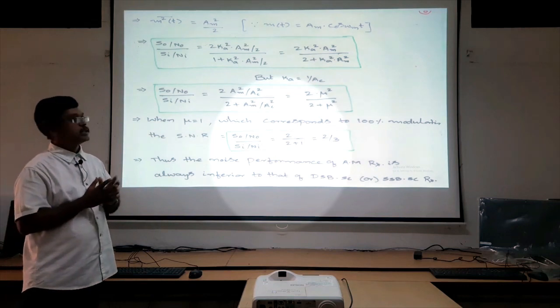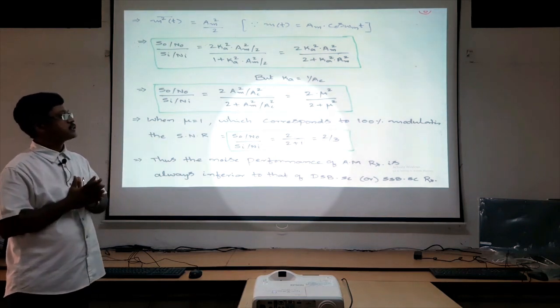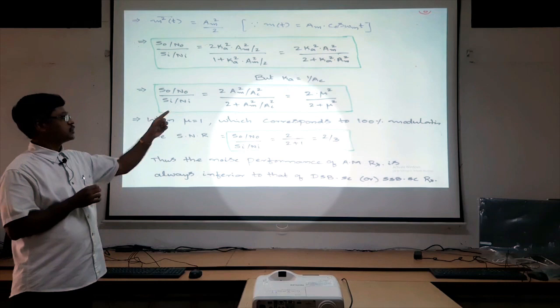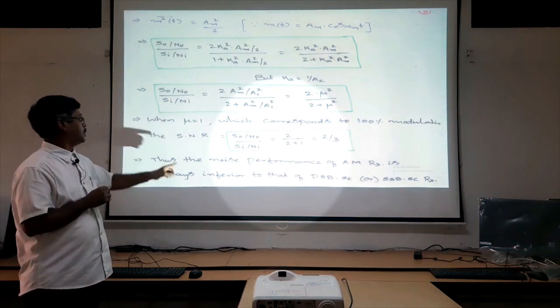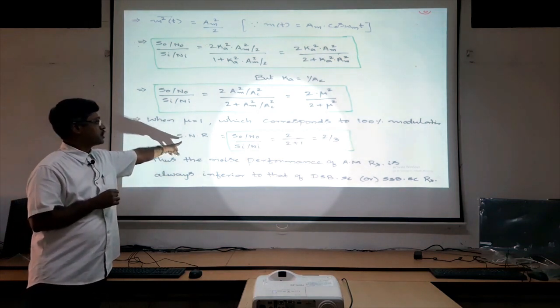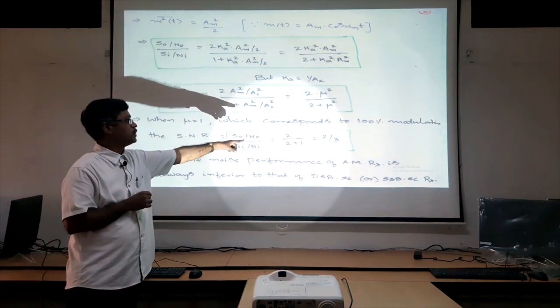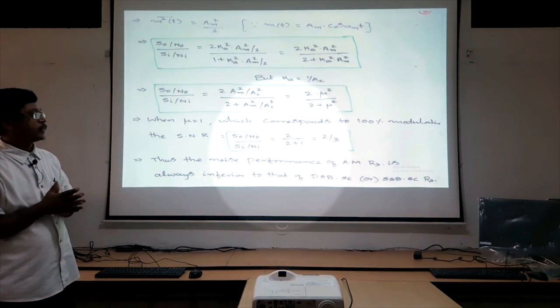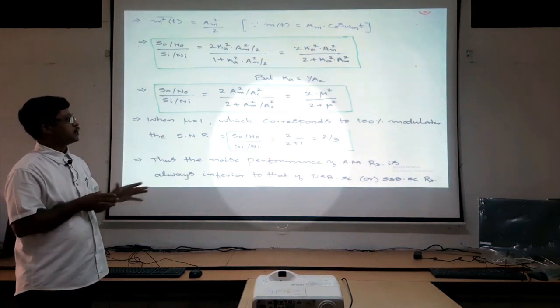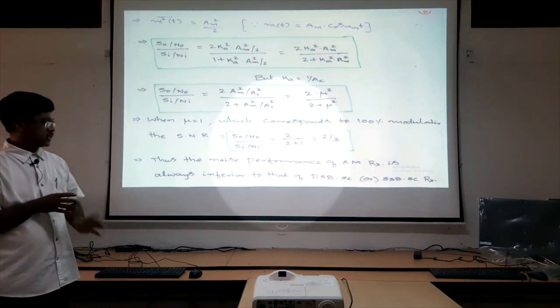Hence the modulation index for the amplitude modulation system is 100%. So replace that modulation index mu by 1. I can redefine the figure of merit, or overall signal to noise ratio, as 2 times 1 divided by (2 plus 1), that is 2 by 3. So this is the figure of merit of the AM system for the small noise case.